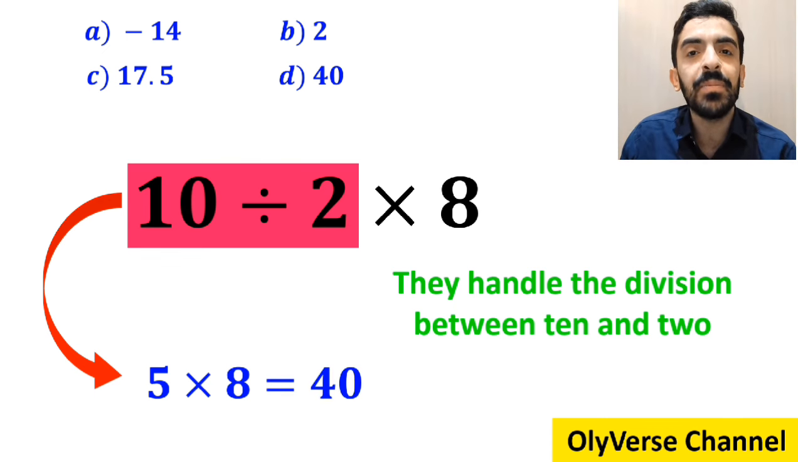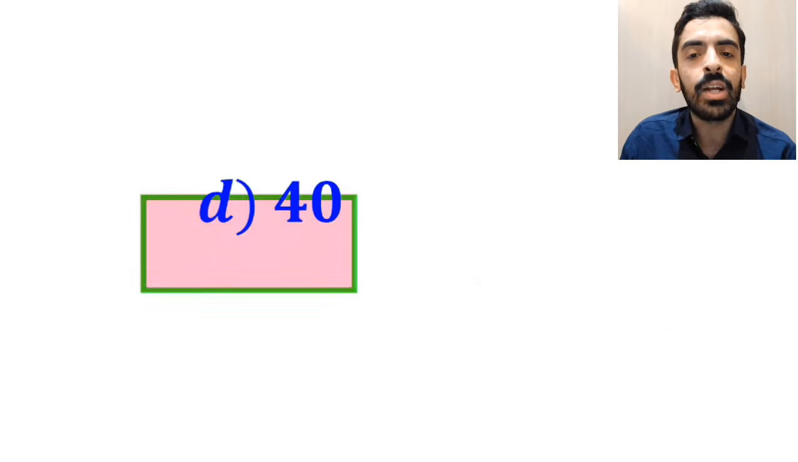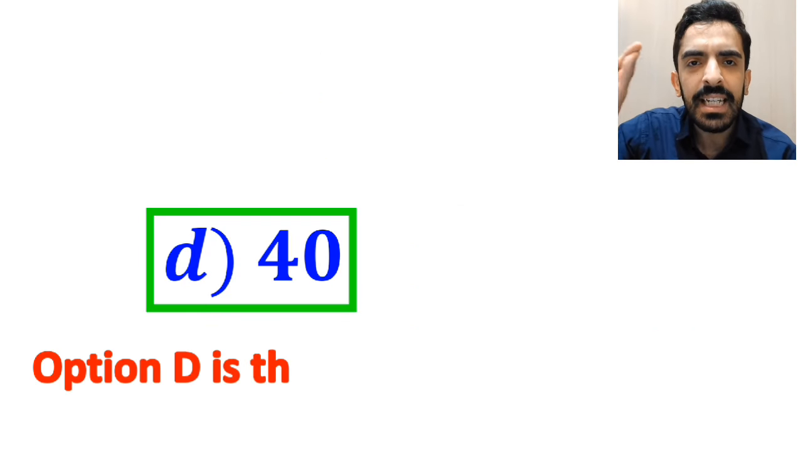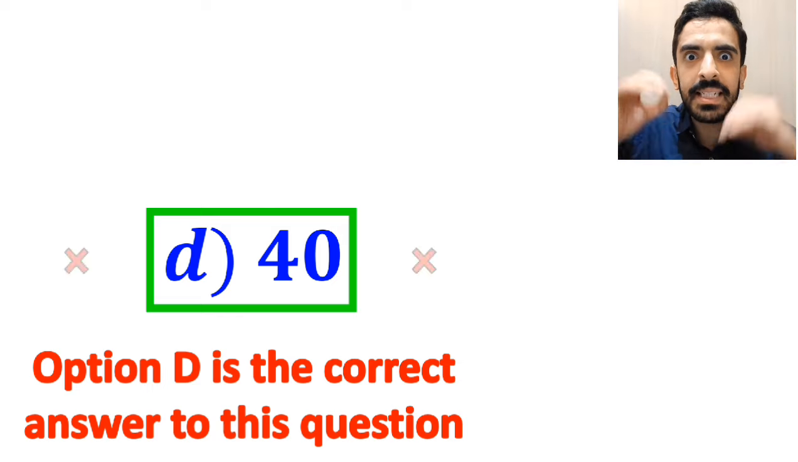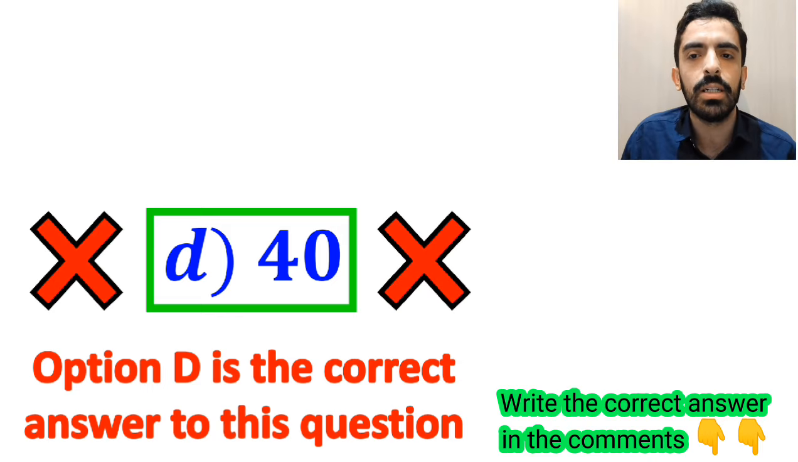Which eventually gives them the answer 40. Then, without any hesitation, they quickly say that option D is the correct answer to this question. But this answer is absolutely wrong.